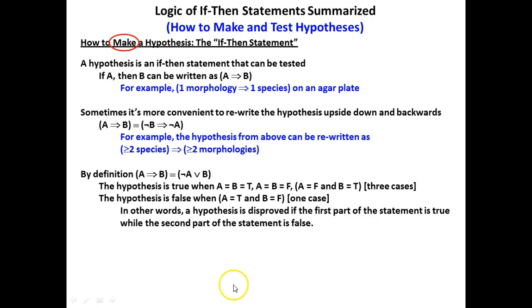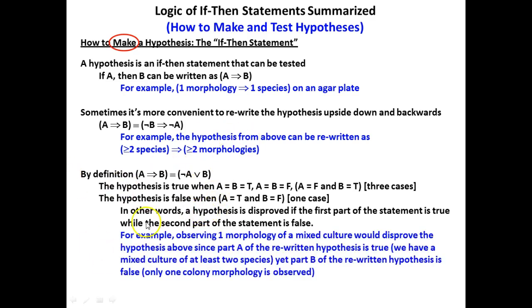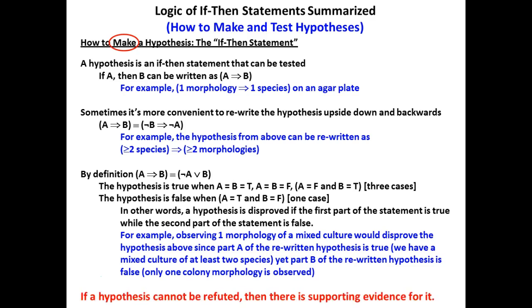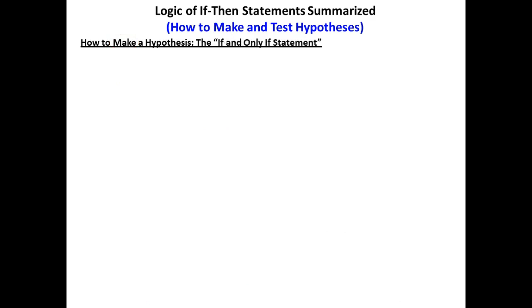So a hypothesis is disproved if the first part of the statement is true while the second part is false. Right? This is not an accepted hypothesis. Observing one morphology of a mixed culture would disprove it, because it's mixed, it's more than one species. So we disprove this hypothesis. If a hypothesis cannot be refuted, then we have supporting evidence for it. And some hypotheses have been so supported throughout the years that they're referred to nowadays as theories, right? Not to say that somebody one day might not disprove it, right? I'm going to throw out that theory.